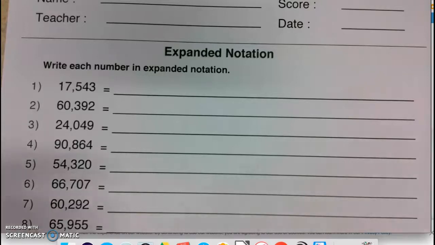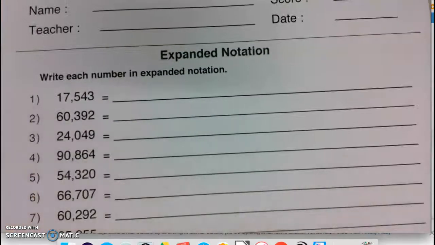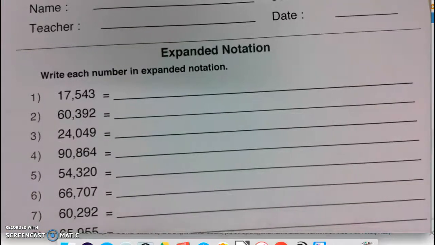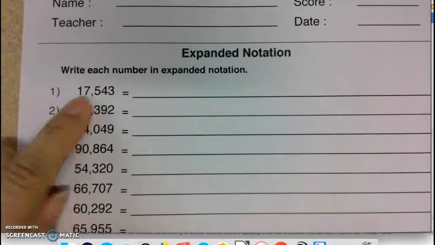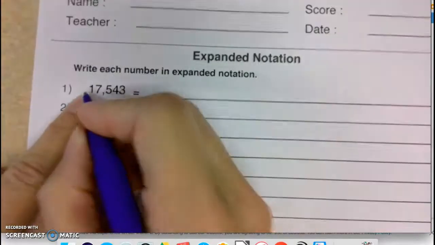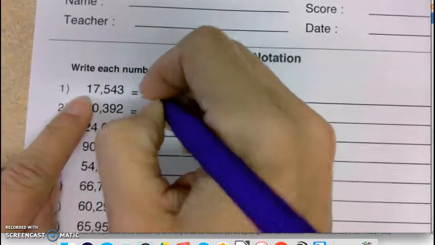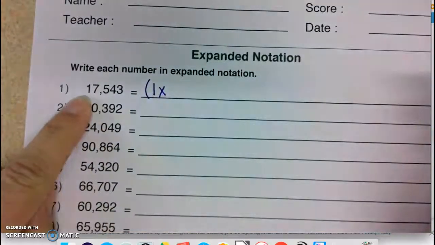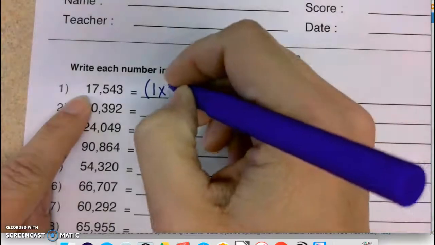So in expanded notation, you're going to stretch it out into multiplication problems for each digit. I'm going to start with the biggest place value. 1's not the biggest digit, but it's in the biggest place value. So I'm going to make a set of parentheses for the 1, with the digit 1 times the place value position that it's in. What place value position is 1 in? Good. So I'm going to do 1 times 10,000.